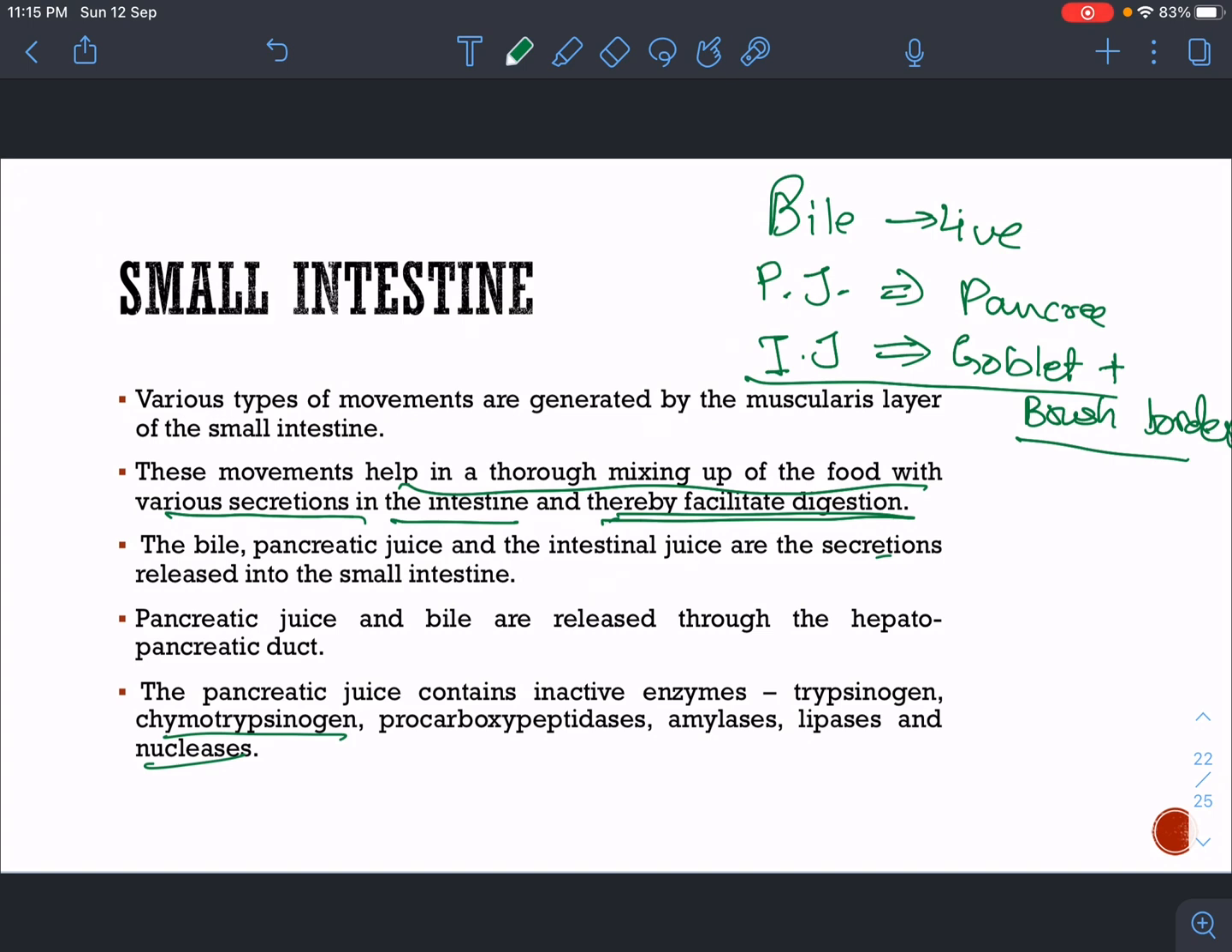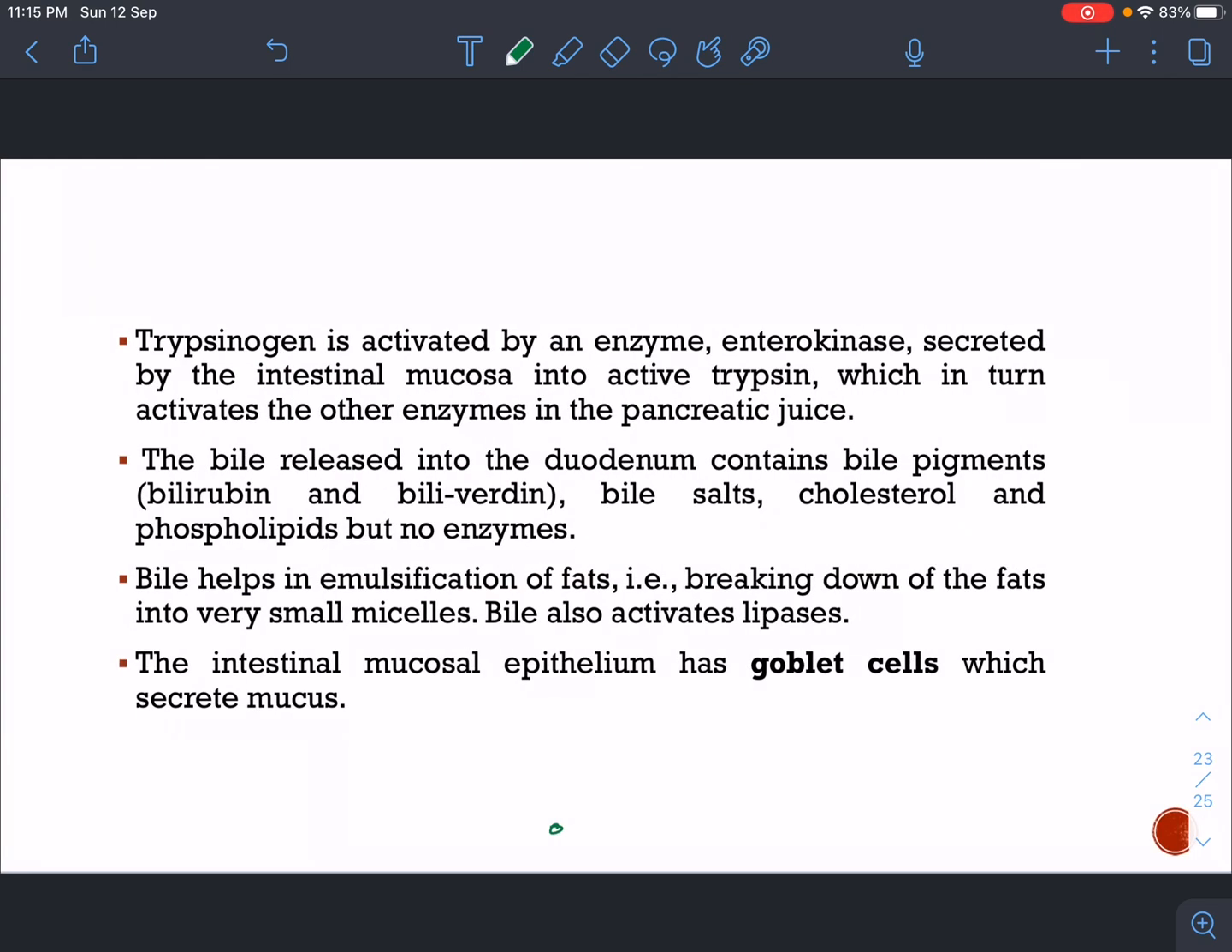Pancreatic juice and bile are released through hepatopancreatic duct. We have studied that hepatopancreatic duct is a common duct for both pancreatic juice and bile. The pancreatic juice contains inactive enzymes like trypsinogen, chymotrypsinogen, procarboxypeptidase, amylase, lipase and nuclease. These enzymes are currently in a proenzyme state. They are inactive. They have to be converted into enzyme.